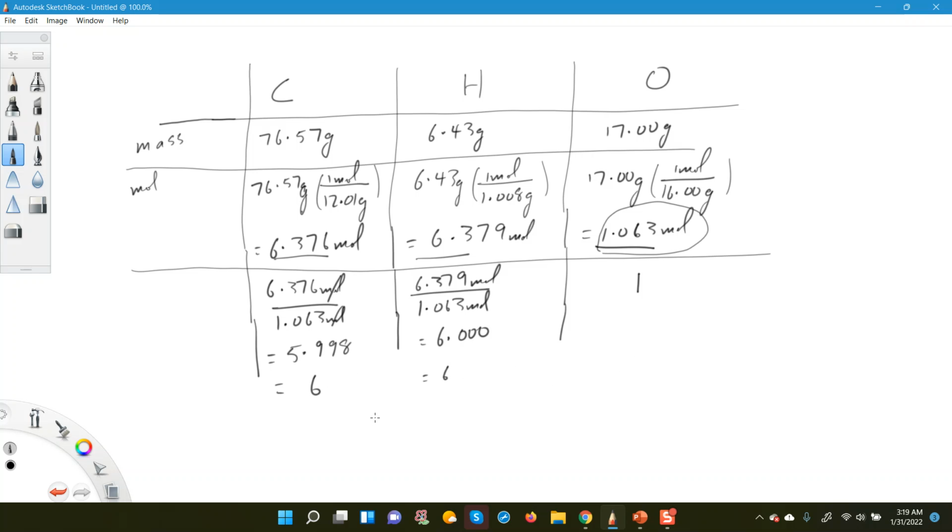So therefore, we can say that the empirical formula would be C6H6O, right? Each of these numbers, the subscripts, and the one here are these corresponding numbers for the elements, all right? So that's basically how we work this example here, all right?